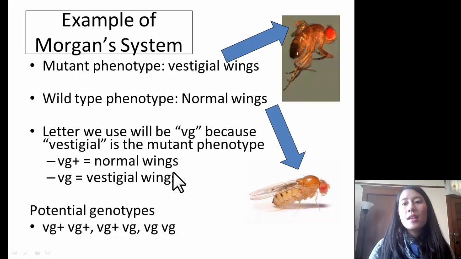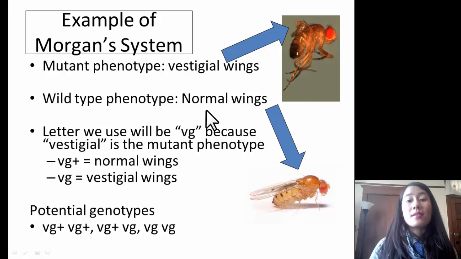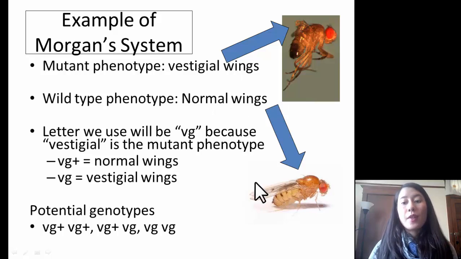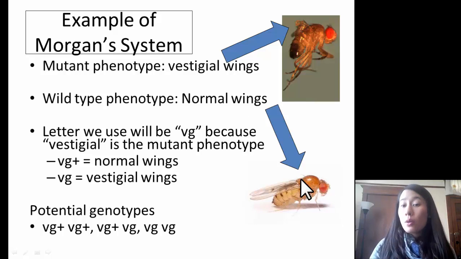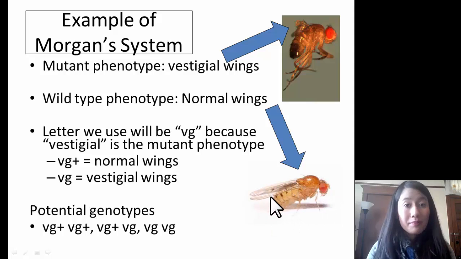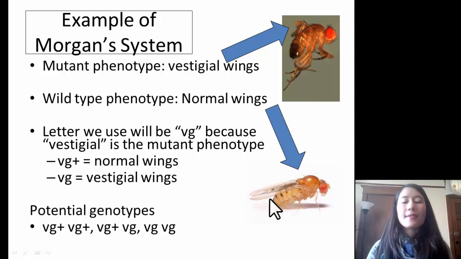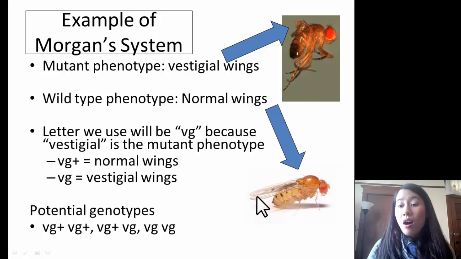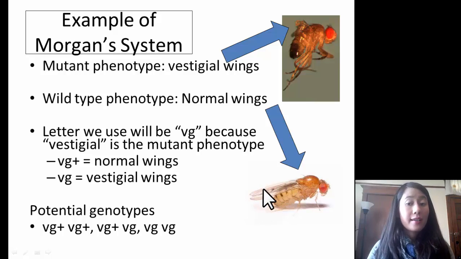So, an example of Morgan's system that we'll talk about today is vestigial wings versus normal wings. Here's two pictures of a fruit fly. Here's a normal fruit fly down here. Normal is also known as wild type because it's what we would find in the wild if we caught some fruit flies. So a wild type genotype has this long wing that allows the fruit fly to fly and get around. The mutant phenotype has these tiny wings. They're called vestigial wings, which means they're short, they're useless, they're there, but they're not functional for the organism.